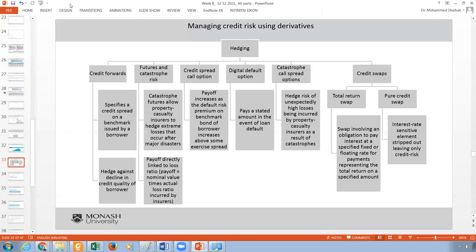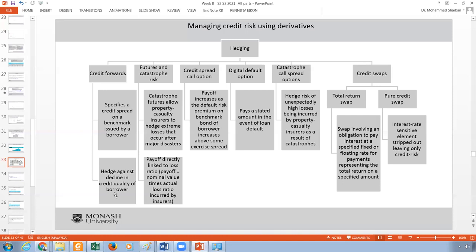So the credit forwards actually does this one. It specifies a credit spread on a benchmark issued by the borrower. So they will put some type of benchmark. If it goes under this benchmark, there will be a compensation between the seller and the buyer of this credit forward. So this is a hedge against decline in credit quality of the borrower.